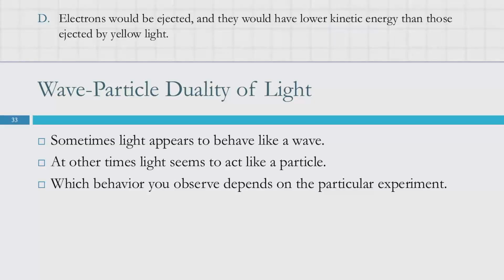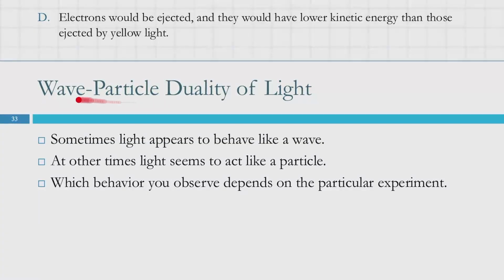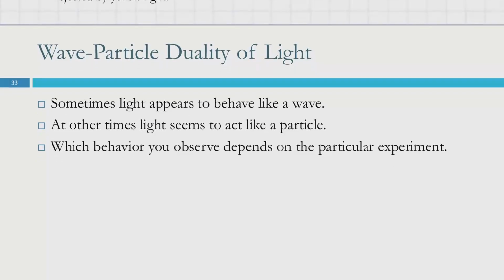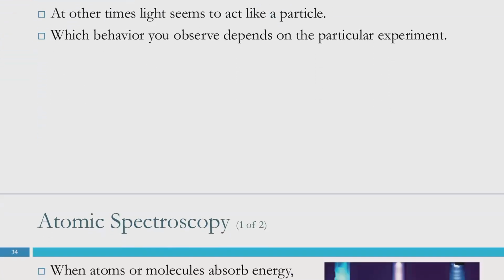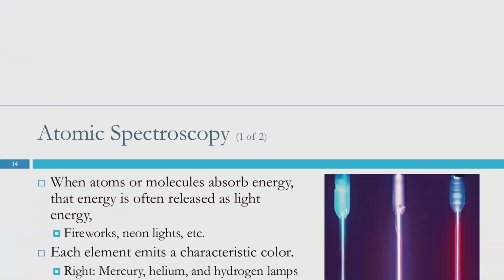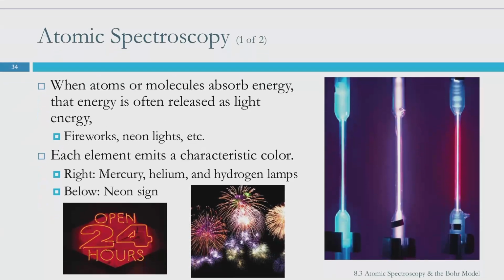So light is weird because it exhibits what we call wave-particle duality. So it behaves like a wave sometimes. It also behaves like a particle sometimes. And the way that it behaves depends kind of on the test that you're doing with it, which is fun. We might have some examples of that.